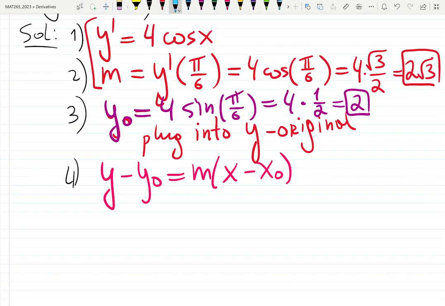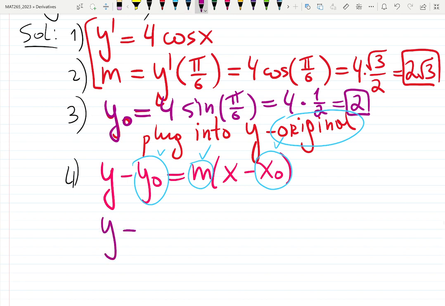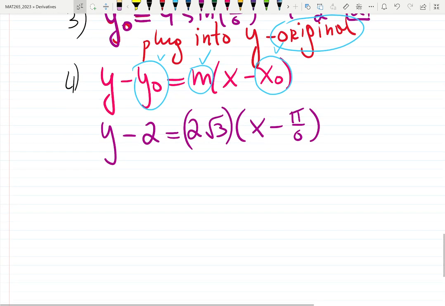So this is the idea here. We always give you x sub 0. That's given. Sometimes we give you y sub 0, but if not, you find it by plugging into the original. And then m, you need to find it. So we found it. We have everything. Don't touch y and don't touch x. The answer becomes y minus y sub 0, which was 2, equals m, 2 square root of 3, times x minus pi over 6.